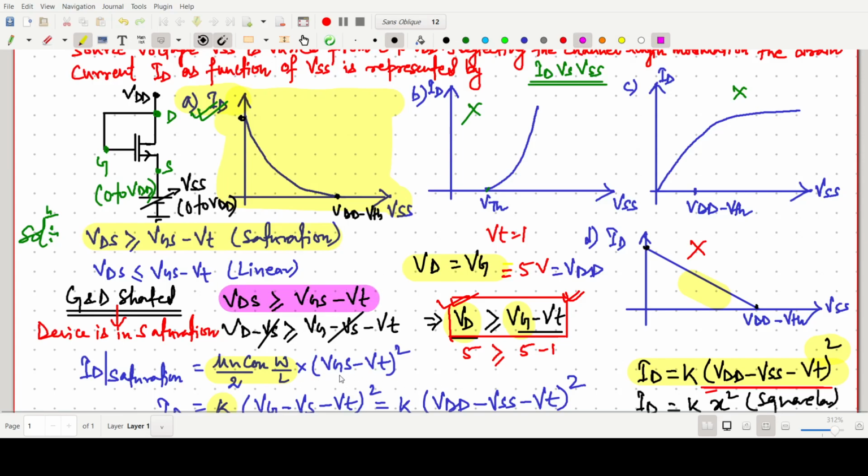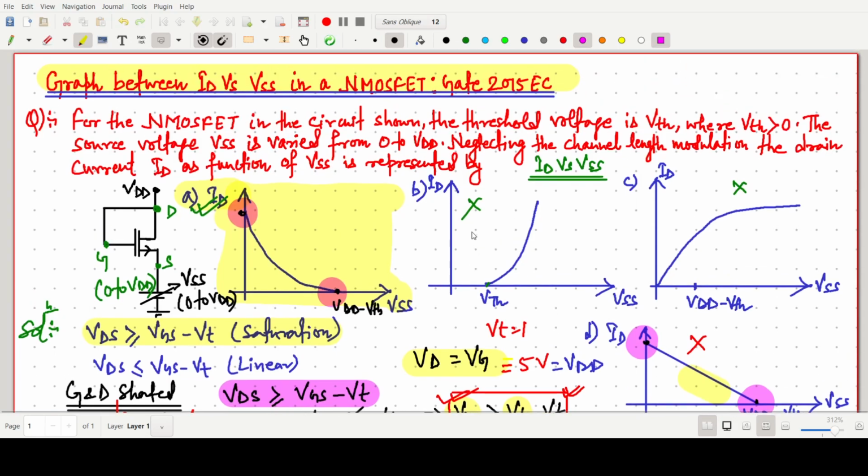Then we write the drain current equation. Then we plot the graph by substituting the values: at VDD minus VTH, ID is 0, and when VSS is 0, ID is at peak. It is the same here also, but it cannot be a linear expression. It should be a curve. The x squared law it will follow, it will curve. So these two will be the wrong ones, and option A will be the correct answer for this question.